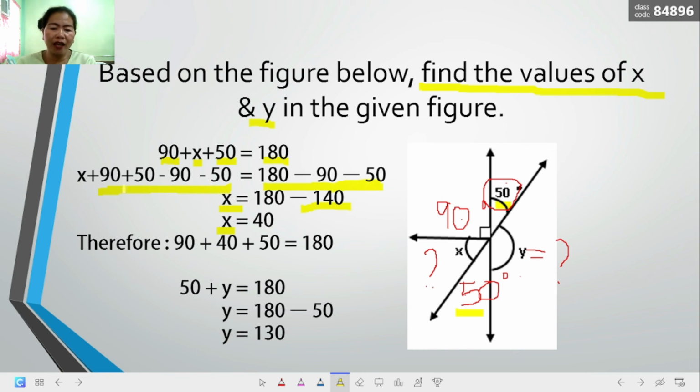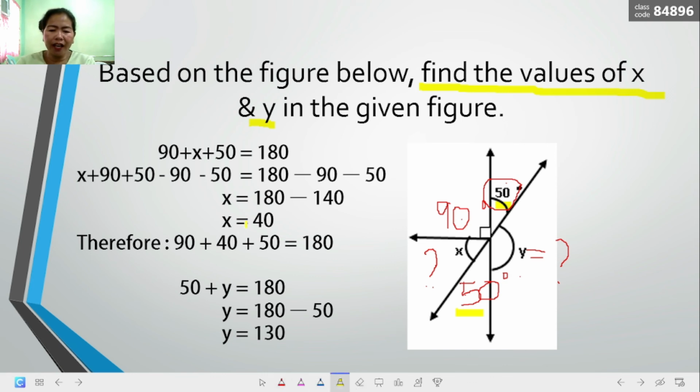What you are doing at the left side of the equation should also be done at the right side. So x is equal to 180 minus 90 minus 50. Since negative 90 and negative 50 have the same sign, you have to sum them up. 90 plus 50 is 140. So 180 minus 140. Therefore, x is equal to 40.